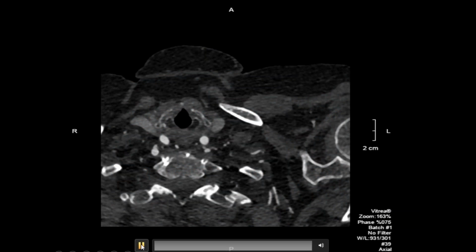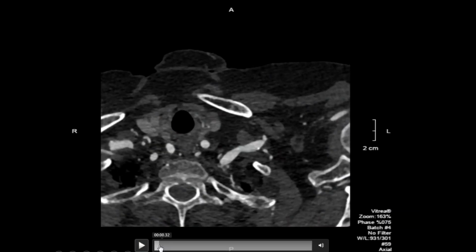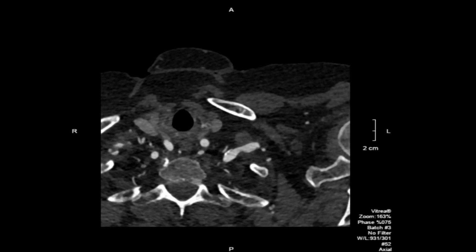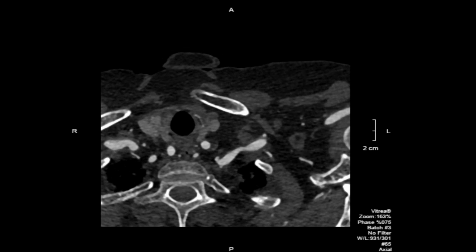This is a CT scan. I'll go through a few things with you. You can see up above, we start here, so the 3 arch vessels: innominate, carotid, and subclavian.